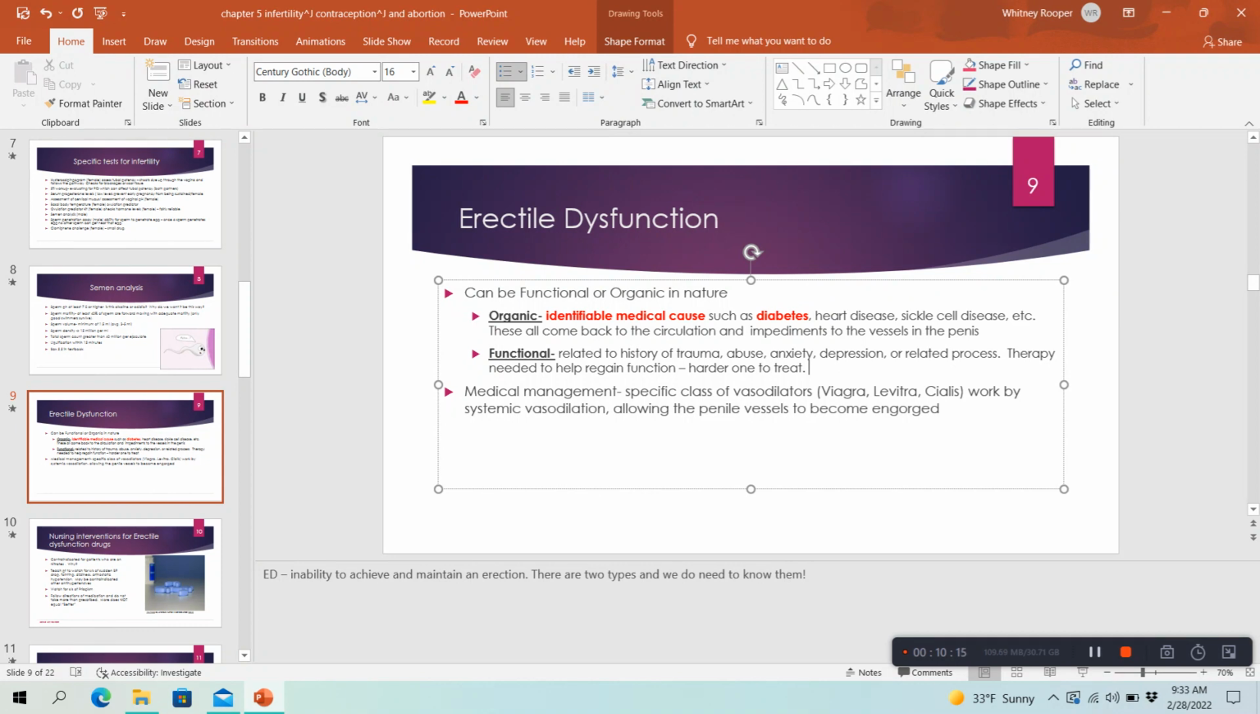So will these medical class of vasodilators treat organic? Yes. Will they treat functional? No. If your problem is not a circulatory problem, taking Viagra or Levitra is not going to help. If you can't get an erection because of your history of sexual abuse, giving you Levitra is not going to do anything, right? Because you don't have a physical cause. Only with a physical cause is the medication going to be effective. So these medications are only for organic erectile dysfunction, not for functional.